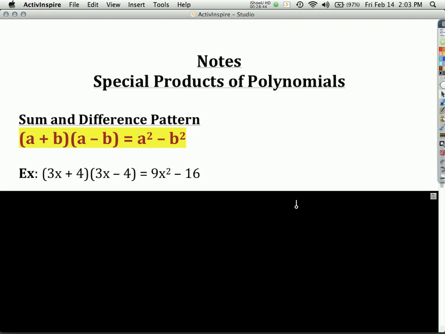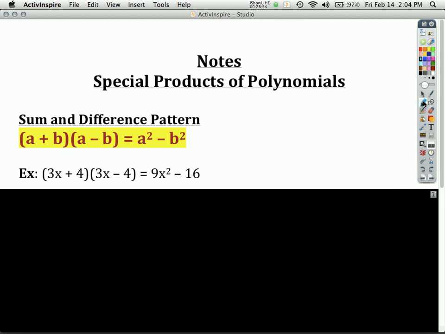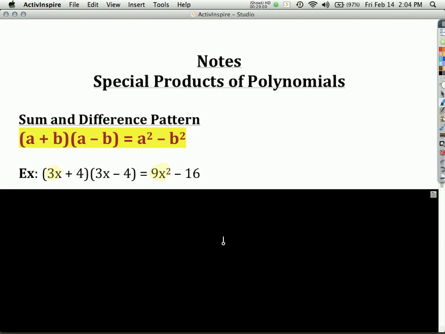So here is a practical example. 3x plus 4 times 3x minus 4. Square the first term. So we square the 3x, you get 9x squared. Square the second term, you get a 16. Put a subtraction sign between. This is called a sum and difference pattern.